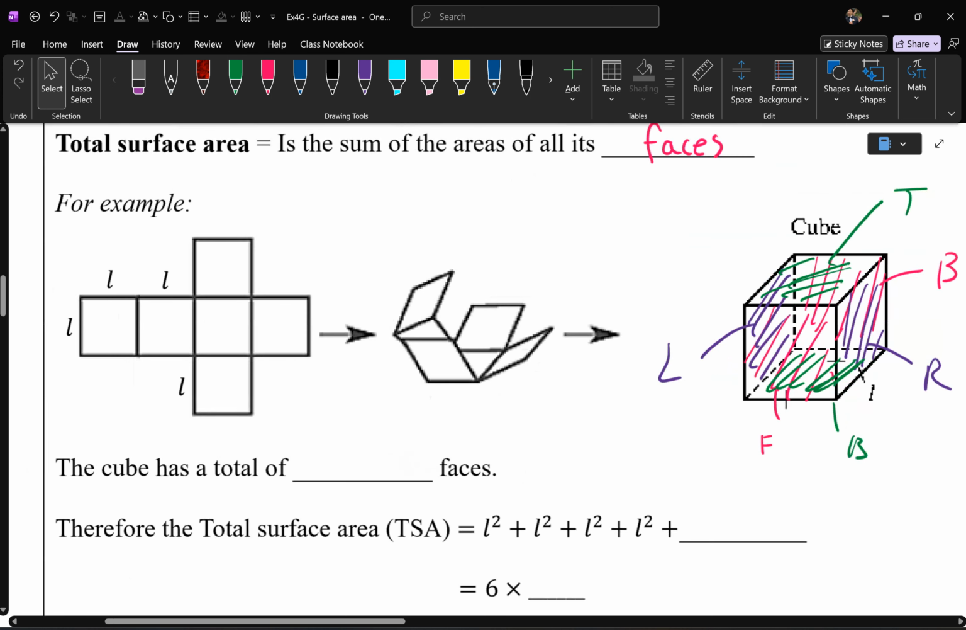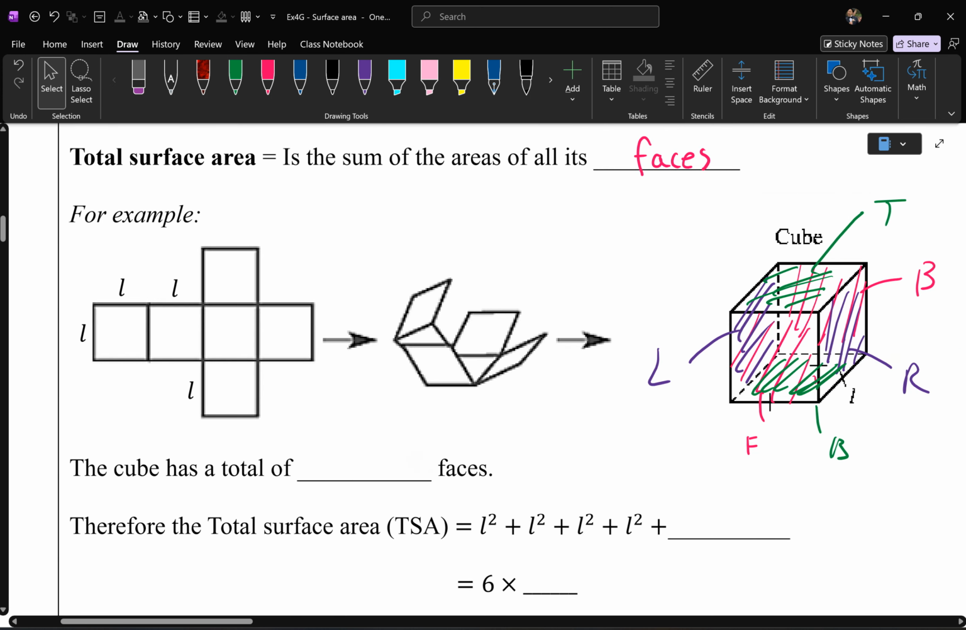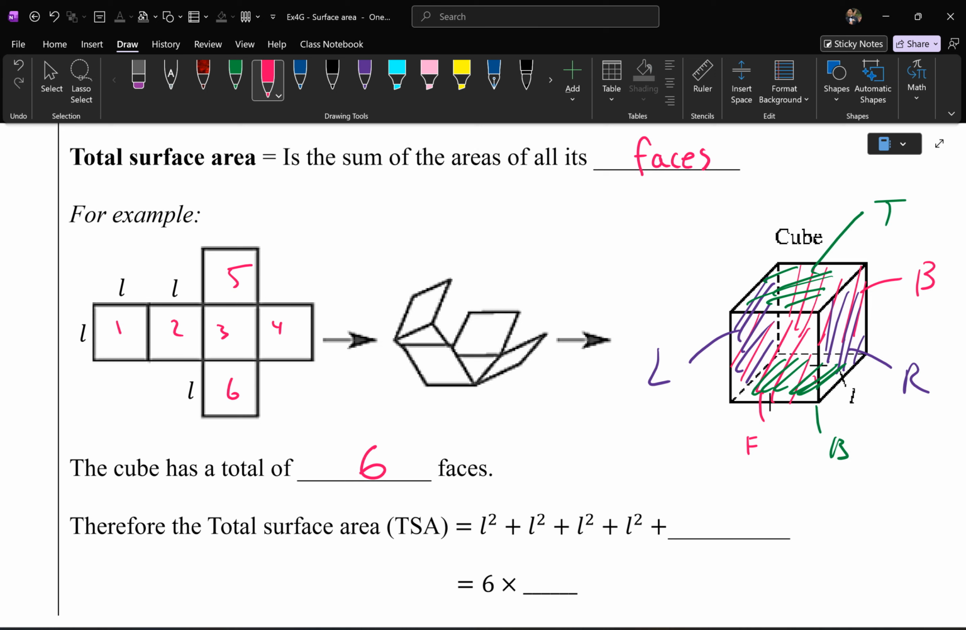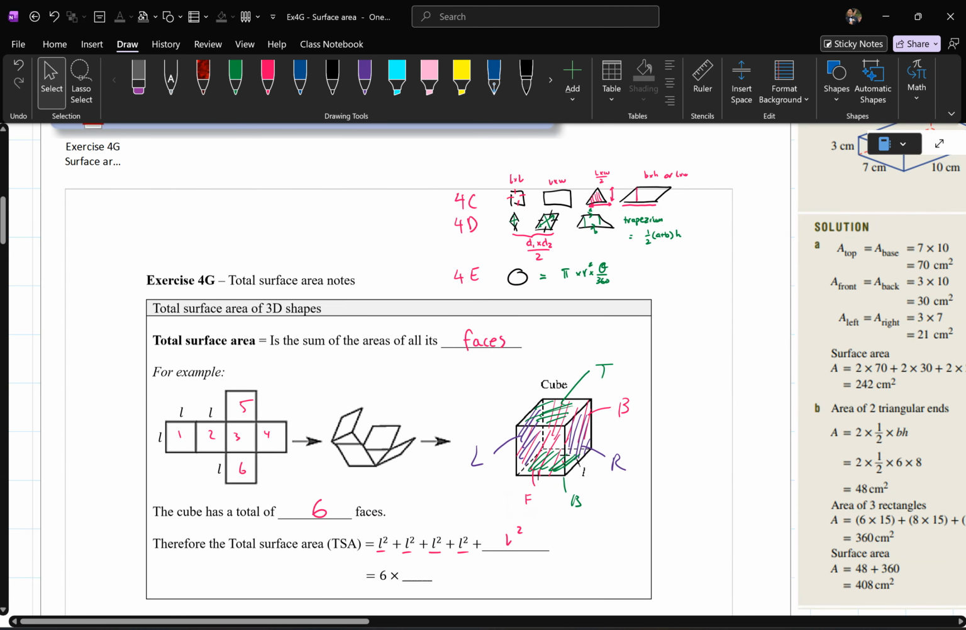So here we go. How many faces does a cube have? Can I please have Ahmad? 6. Very good. We can count it 1, 2, 3, 4, 5, 6. So that means there are 6 faces. And luckily for us, all the faces are the same shape. They're all squares. So because they're all squares, you're doing L squared plus L squared plus L squared plus L squared plus L squared. Now, if you're wondering why it's L squared, because length times length in the formula before, length times length is L squared.